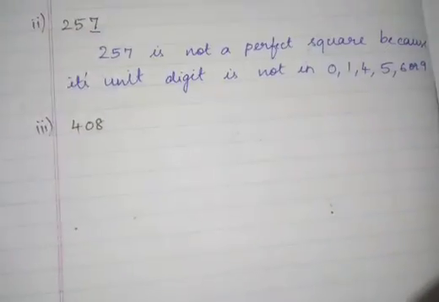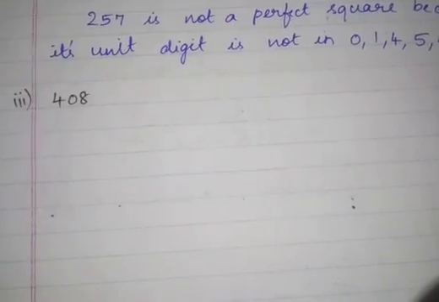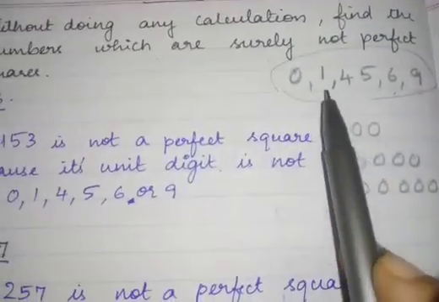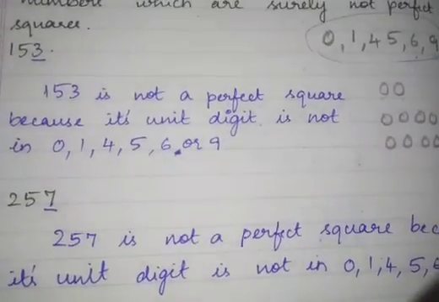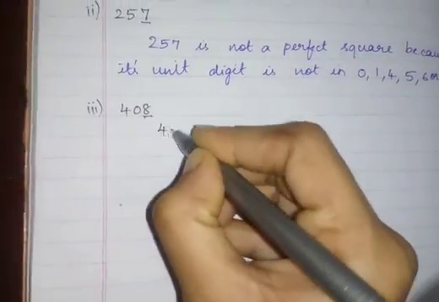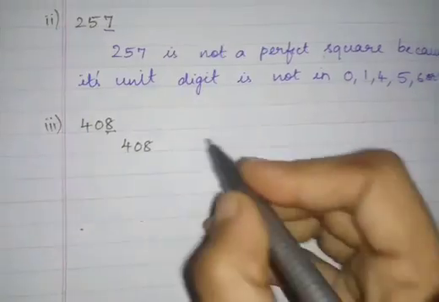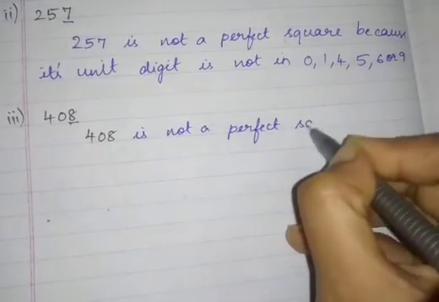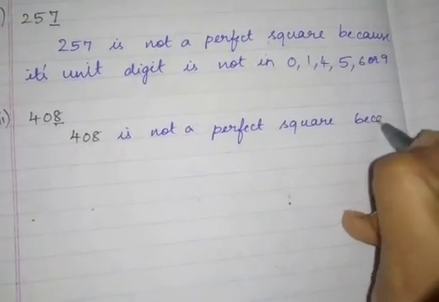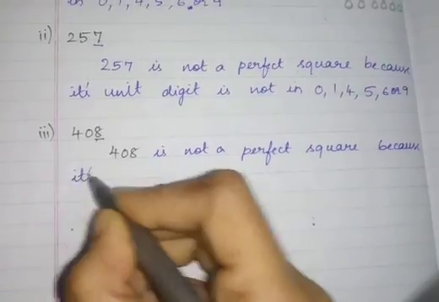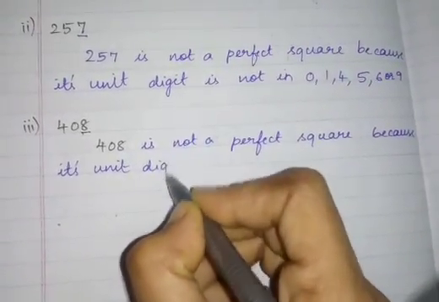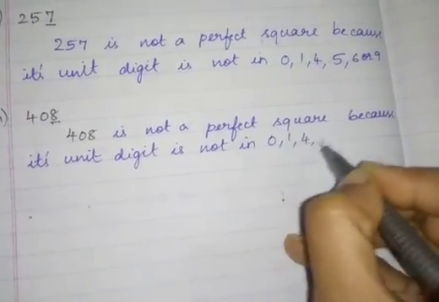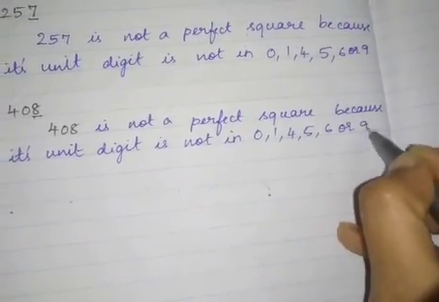408. Is this a perfect square? No. Why? Because what is its unit digit? 8. 8 does not come in this set, so it's not a perfect square. 408 is not a perfect square because its unit digit is not in 0, 1, 4, 5, 6 or 9.